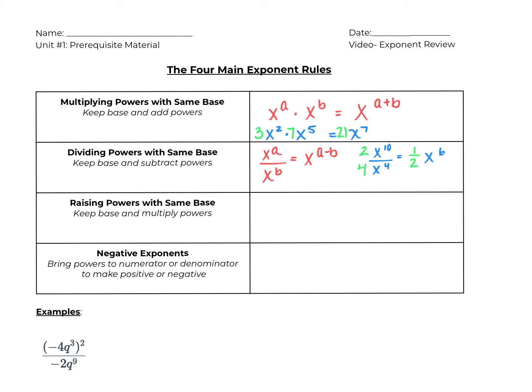All right, the next rule is raising a power to a power. When we do that, we keep the base and we multiply the powers. What does that look like in symbol form? x to the a, to the b power, would be x to the a times b, x to the ab. Again, for an example, x to the 3rd to the 6th power. That would be x to the 18th.